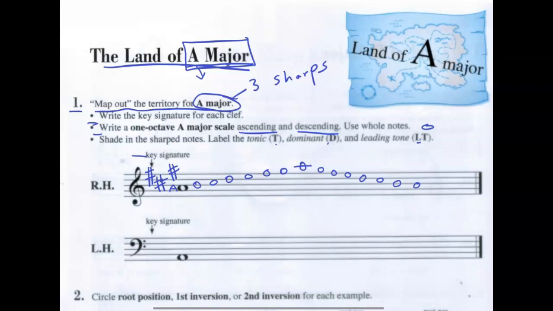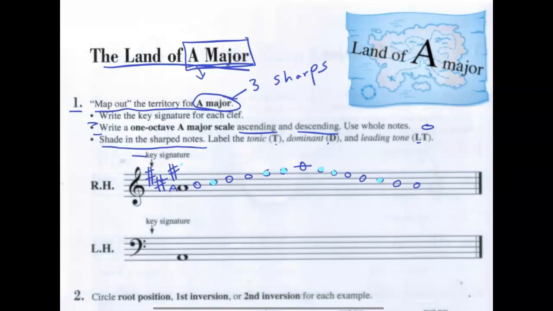And let's shade the sharp notes. We have F sharp, let's shade the F sharp. The next sharp is C sharp. Here's the C sharp. And we have more sharps. G sharp, the leading tone. G sharp, G sharp. Okay, these are all sharp notes.